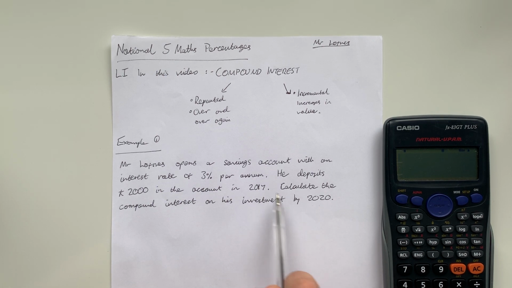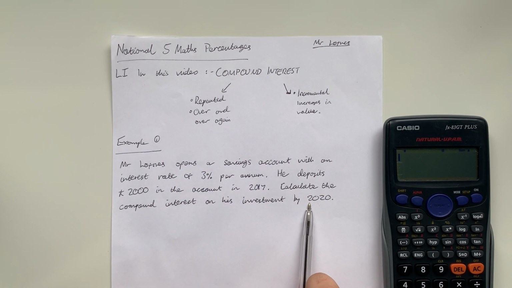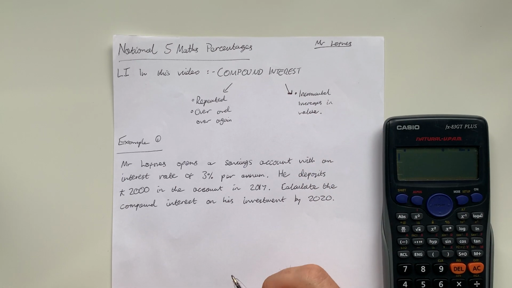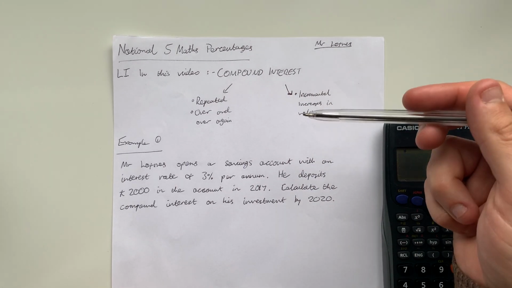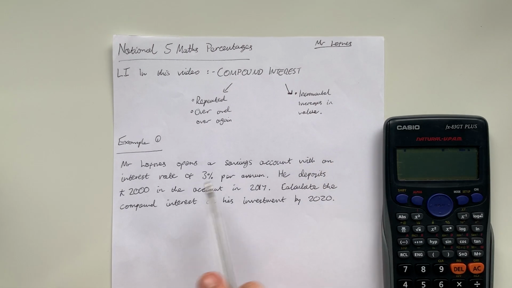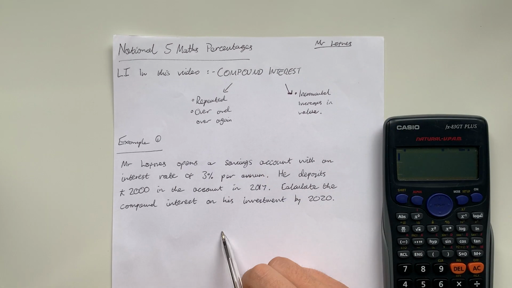So 2020, we're talking 3 years later, and we want to calculate the amount of interest that I've essentially made on that investment. If I put £2,000 in, by 2020, 3 years later, how much interest have I built up in that time? Because remember, as we've just said, the bank adds on an amount to whatever you have in the bank. So I'm getting 3% every year on my £2,000. So how much do I have after 3 years?